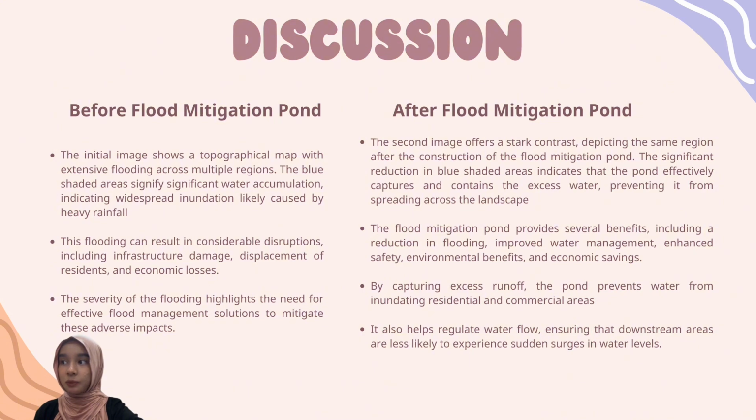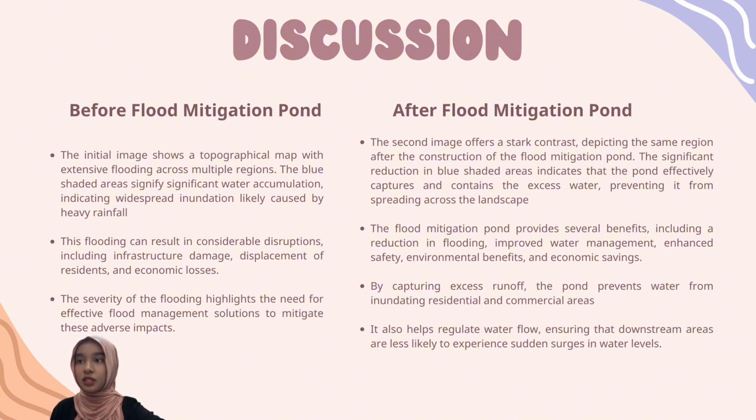Here is the discussion part. The initial image shows a topographical map with extensive flooding across multiple regions. The blue shaded areas signify significant water accumulation, indicating widespread inundation likely caused by heavy rainfall. This flooding can result in considerable disruptions, including infrastructure damage, displacement of residents, and economic losses. The severity of the flooding highlights the need for effective flood management solutions to mitigate these adverse impacts.